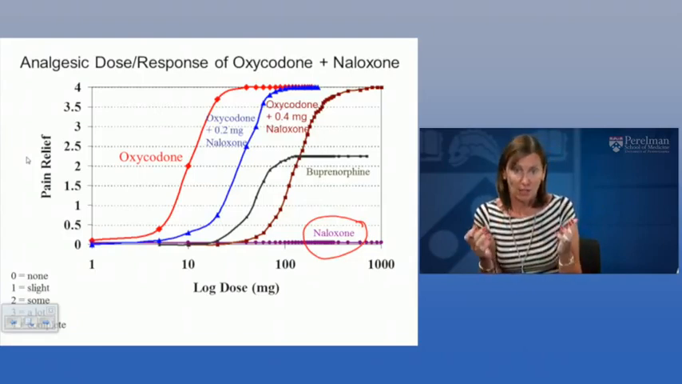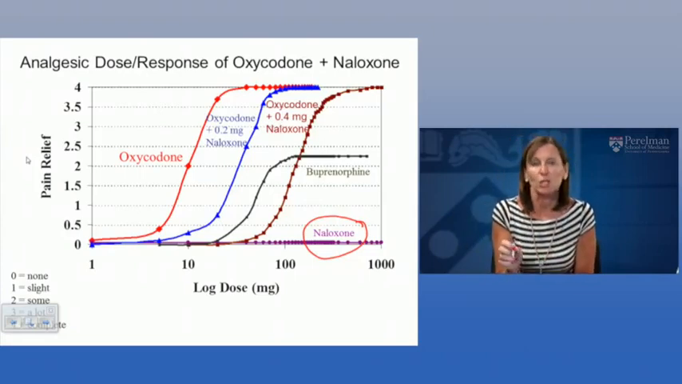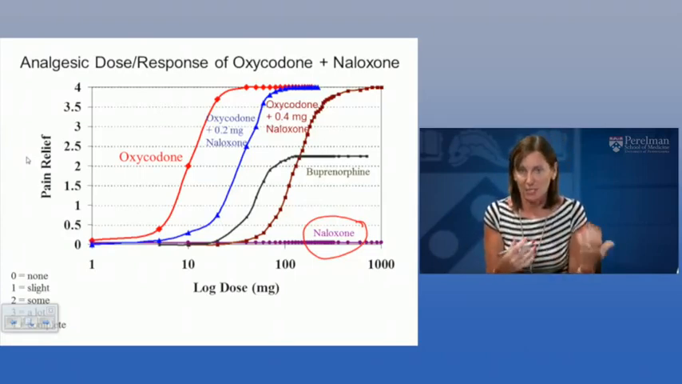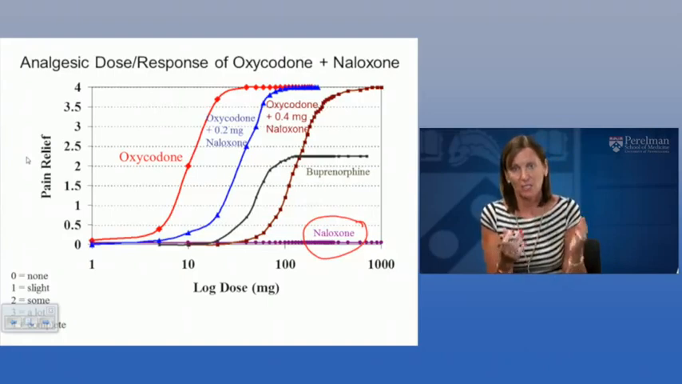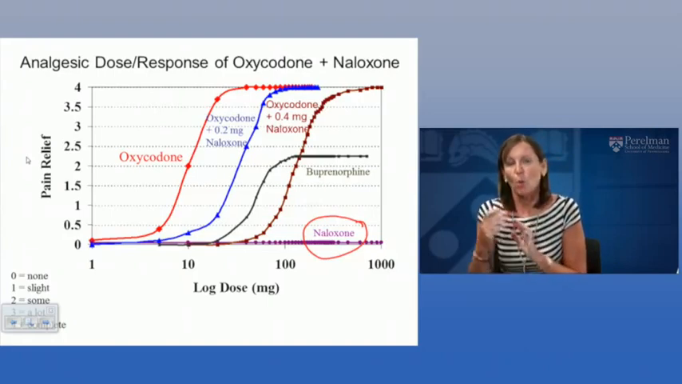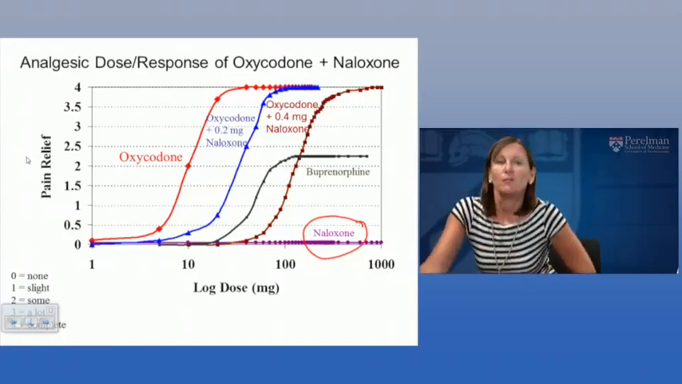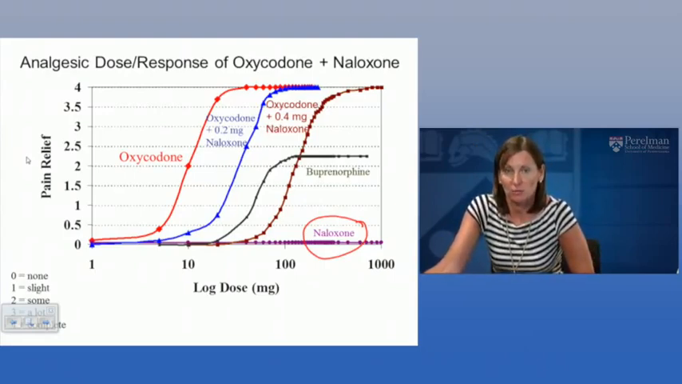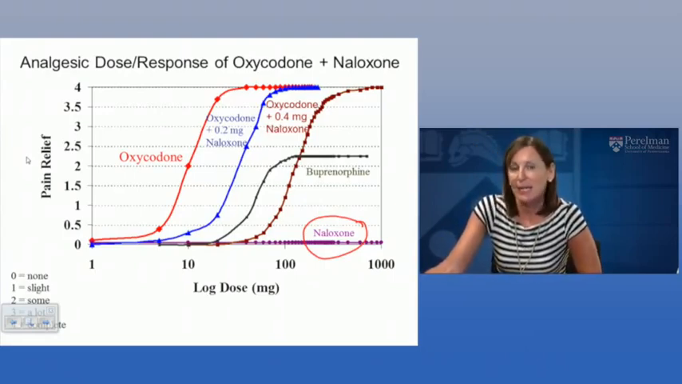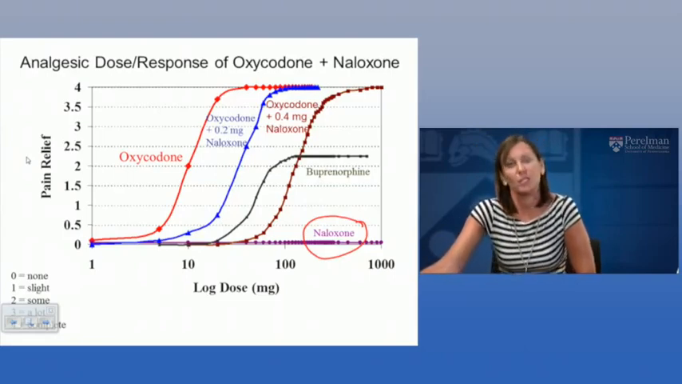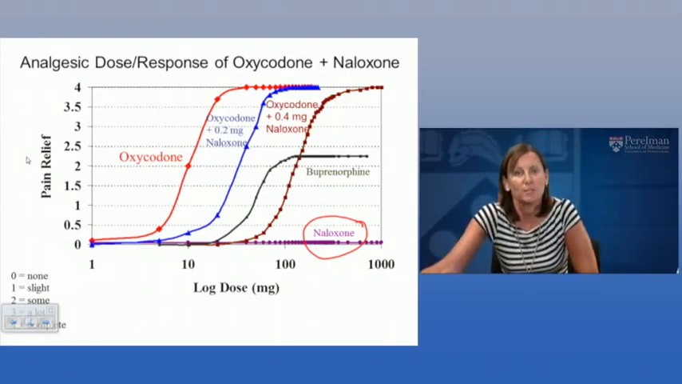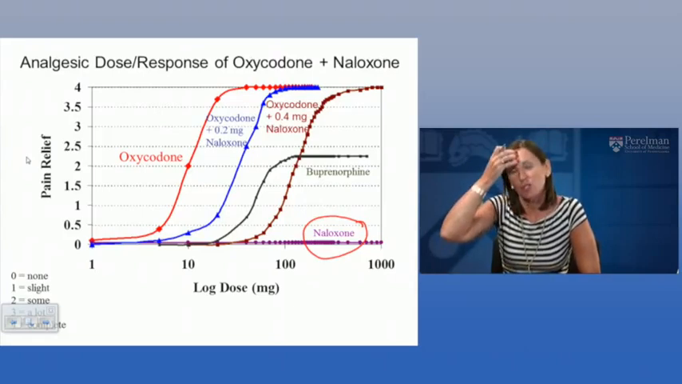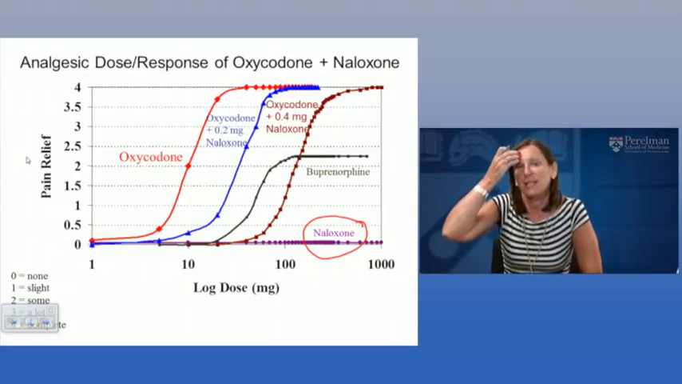Oxycodone, given on its own, shows the typical dose-response curve. You can see its EC50, you can see its Emax. What happens if you put on top of that naloxone, an antagonist, at a dose of, in this example, 0.2 milligrams? Well, it shifts the dose-response curve to the right.